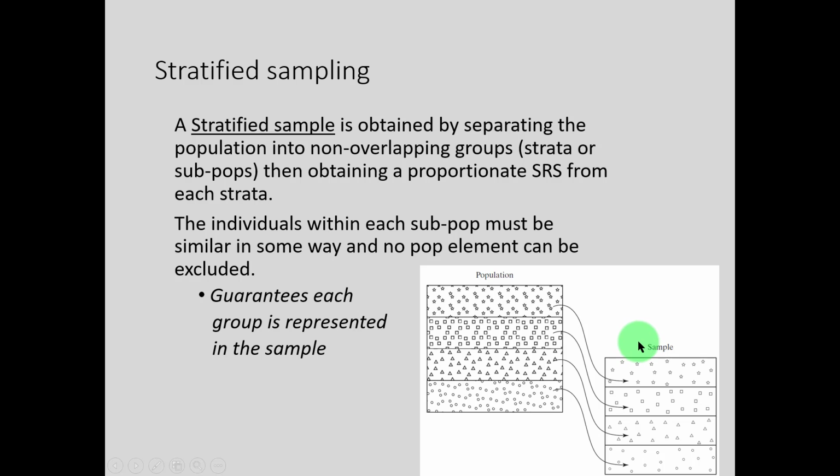What's beneficial about this method is that it guarantees that each group is represented in your sample. A caveat about stratified sampling is that the individuals in each of these groups usually have to have some sort of similarity amongst them. In this little picture, you see the top rectangle has stars, the second rectangle has squares, and then triangles, circles. So there's some way that this group is similar to each other, and some way that this group is similar to each other. Let's look at an example.